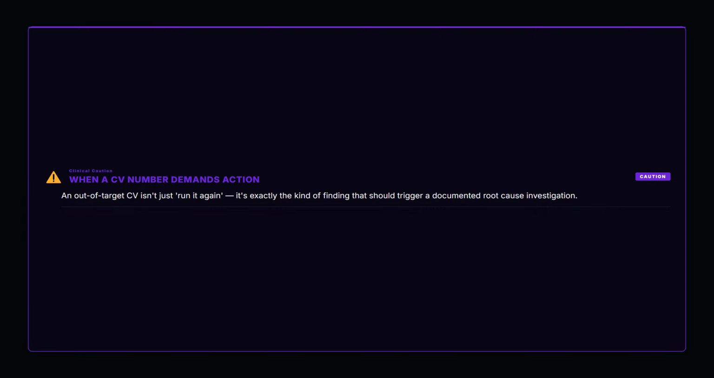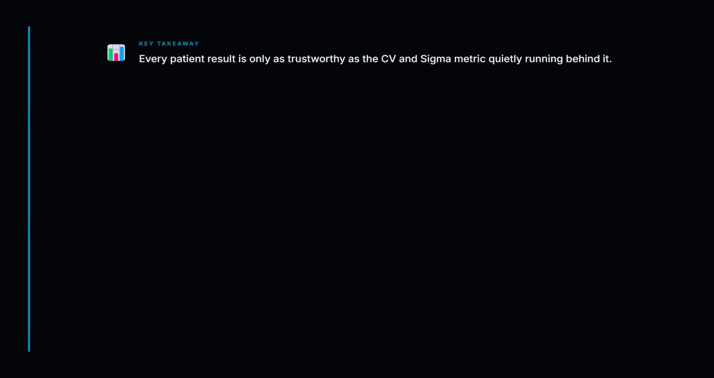CLIA and most accreditation bodies expect labs to hold CV under roughly 5 to 10% for most chemistry analytes and even tighter for critical tests like troponin. Exceeding target CV is exactly the kind of finding that should trigger a root cause investigation, not just a repeat run. Every patient result on every report is only as trustworthy as the CV and sigma metric sitting quietly behind it. This is the math that makes trusting a lab result reasonable in the first place.